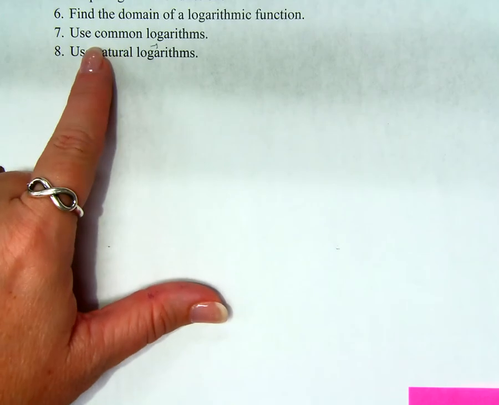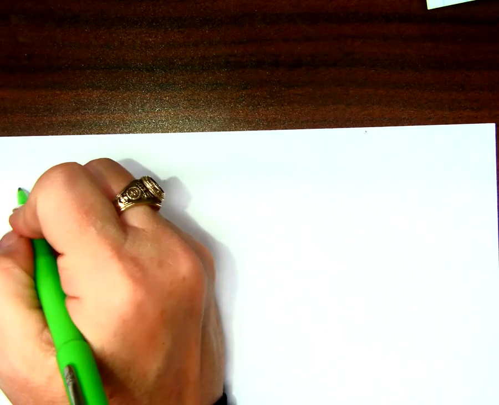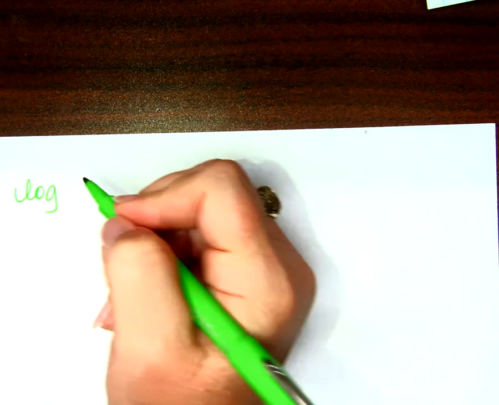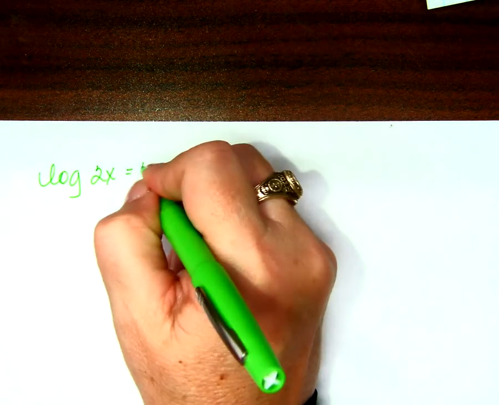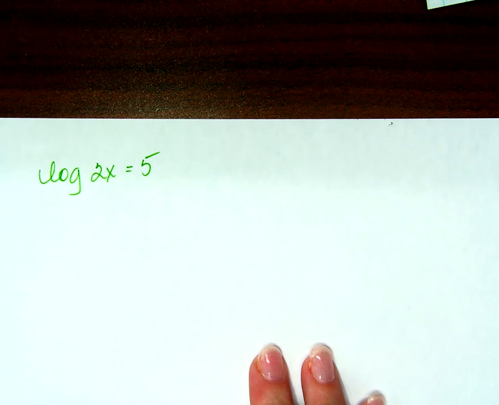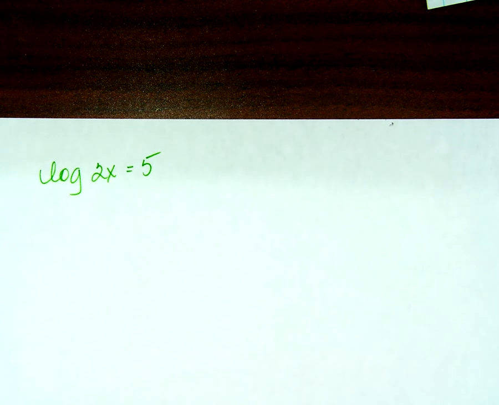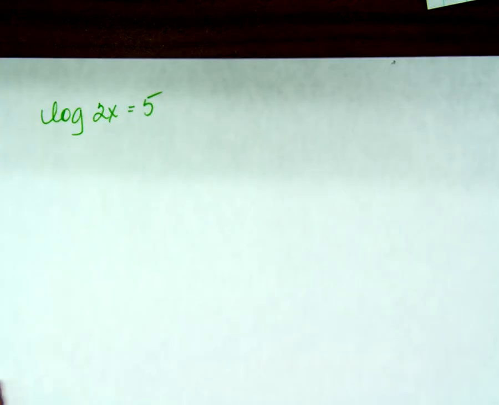Okay, common logs versus natural logs. Common logs versus natural logs are not a hard thing. We kind of talked a little bit about this yesterday, but we'll focus just a little bit more on it today. If I say log of 2x equals 5, what's wrong? I don't have a base, okay?